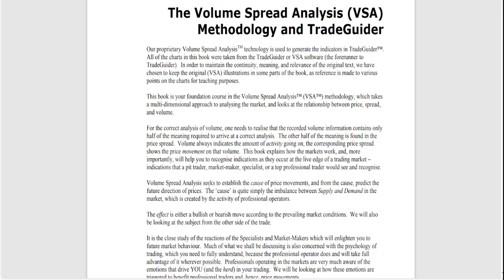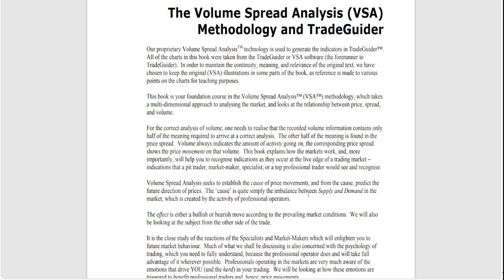Volume spread analysis seeks to establish a cause of price movement, and from the cause it predicts the future market. Volume is actually a cause of price action. When there is high volume on a candle, the candle has to do something; the market has to do something in the coming time.